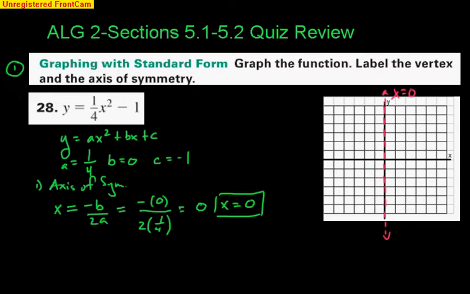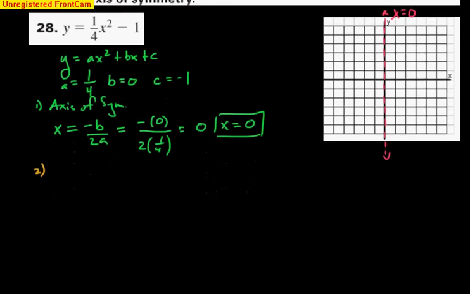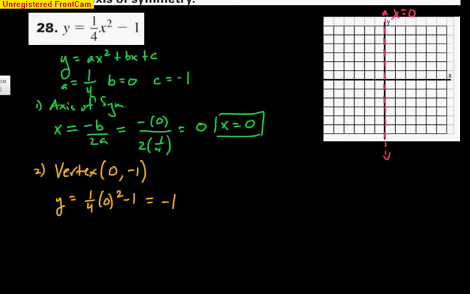Okay, let's change color to orange. 2, I want to find the vertex. And I'm going to scroll down. The vertex has the same x-coordinate as what we just found, 0. Now to find the y, I have to plug 0, the x value, into the function. Y equals 1/4 times 0 squared minus 1. And I'll use my handy-dandy calculator, and I'll get -1. There is my vertex, 0, -1. So I'm going to put 0, -1 on my graph. It's going to be on that axis of symmetry right there.